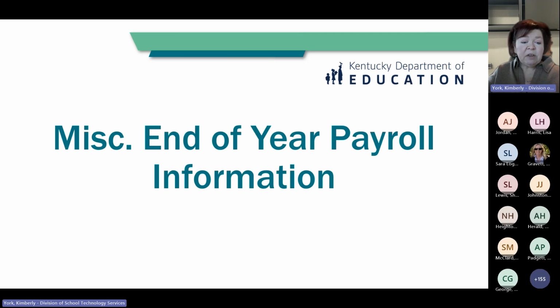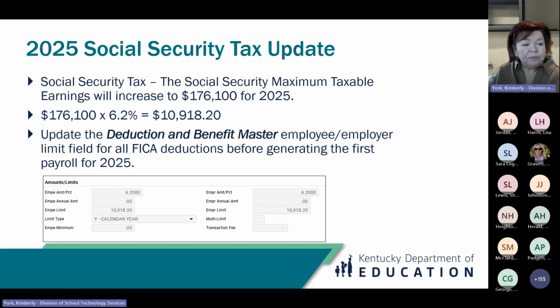So this is some miscellaneous end of year payroll information that we have for you. And first will be the 2025 Social Security tax update. So the Social Security maximum taxable earnings will increase to $176,100 for 2025. So when you multiply that by the 6.2%, that gives us $10,918.20. So you'll then need to update the deduction and benefit master employee/employer limit field for all FICA deductions before generating the first payroll for 2025. You have a screenshot example here of what that would look like.